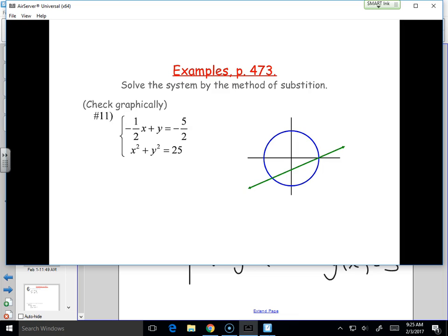Substitution. Why not elimination? Because of the squares, right? They're not alike, are they? No. So how are we going to cancel them? We're not. Some of you are like, multiply everybody by x. You just made life a lot worse. Don't do that.